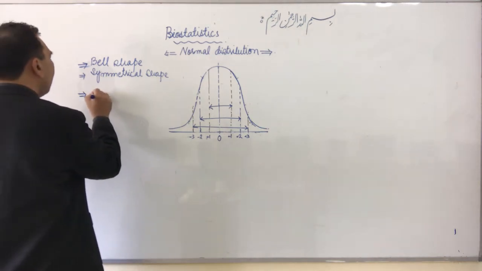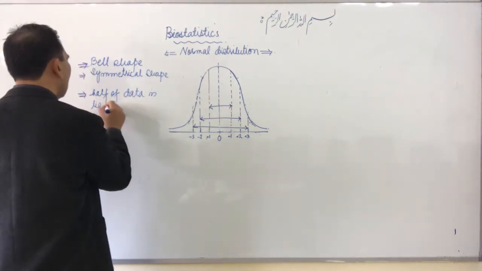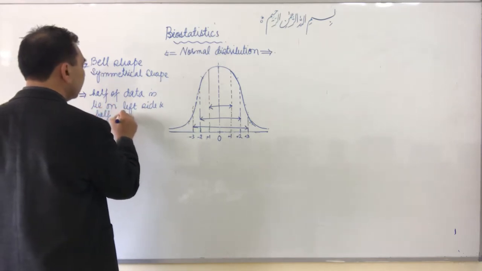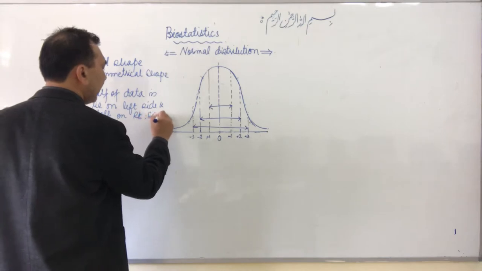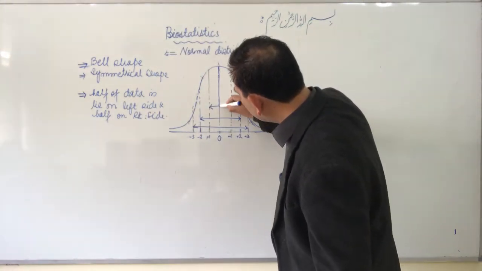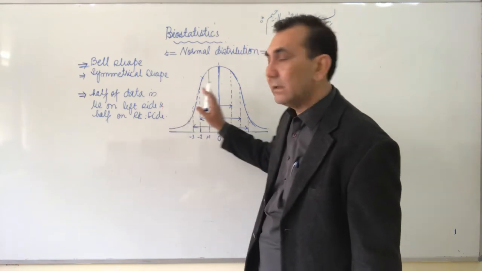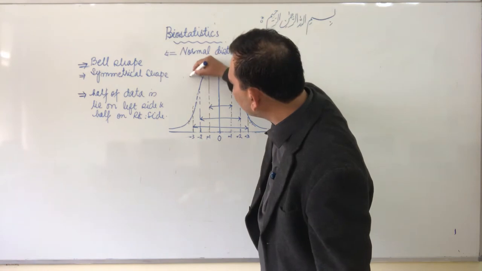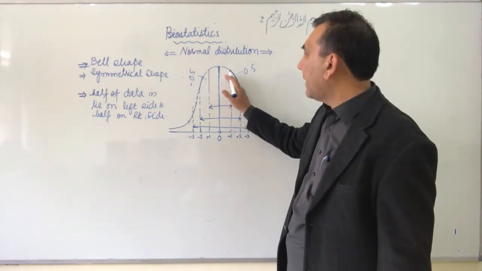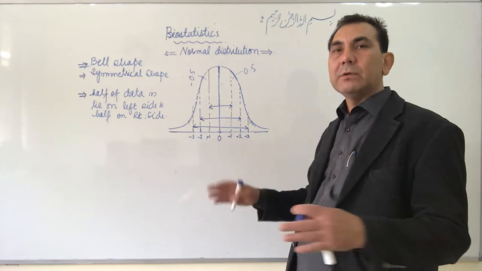The third property is that half of the data lies on the left side and half on the right side. Now this is the center of the data. Now it is zero. The half of the data is present on the left side and the half of the data is present on the right side. So this half portion is minus 0.5 and this is plus 0.5. So 0.5 is present on the right side and 0.5 present on the left side.